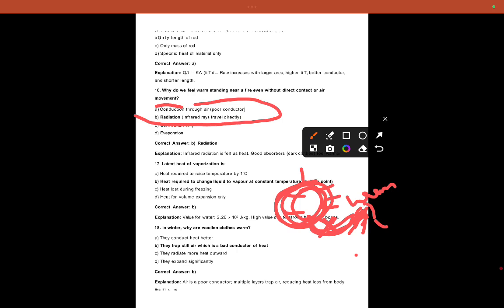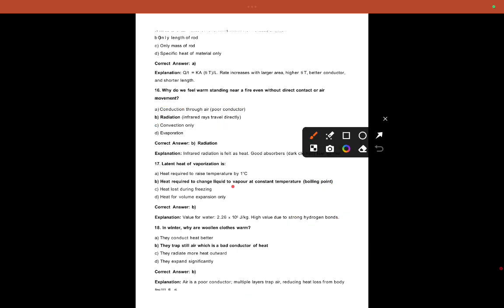Coming to question number 17, what is latent heat of vaporization? It is the heat required to change liquid to vapor at constant temperature. Remember the condition: the temperature is constant, with no change in temperature. Changing liquid to vapor form at constant temperature is what we call latent heat of vaporization. Coming to the next one, question number 18. In winter, why are woolen clothes warm?